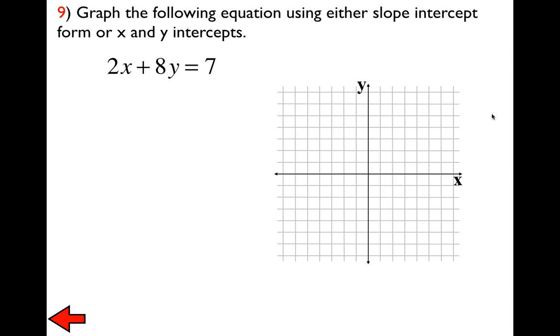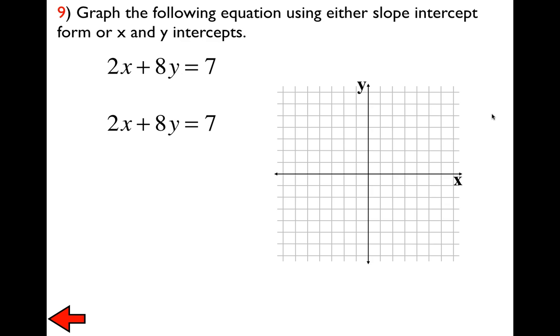Okay, so now go ahead and pause the video and try number 9 on your own. Okay, so whichever method you chose to do, I'm going to quickly go over both methods. Just remember, you're going to have the same result for graph, no matter which method you use.